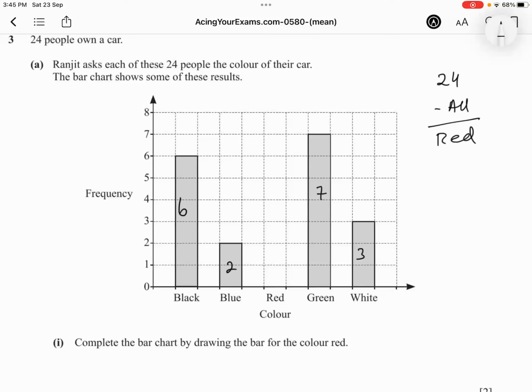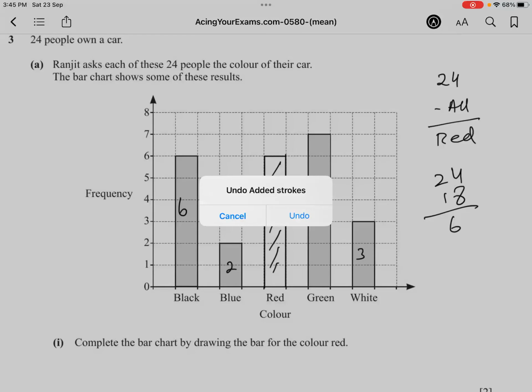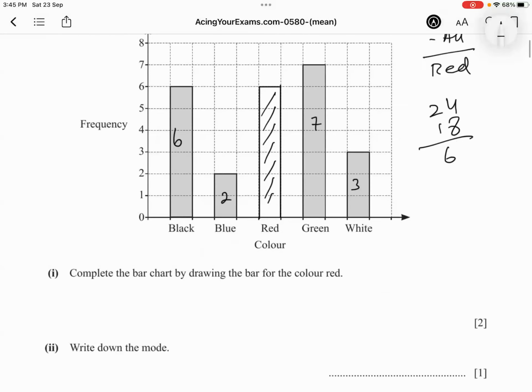Yes or no, everybody? So 6 plus 2 is 8. 8 plus 7 is 15. 15 plus 3 is 18. So 24 minus 18 is what? 6. So there are 6 red cars as well. Yes or no, Ibrahim? If you understand this, it would be easy for you to understand the next thing. Ibrahim Amjad, wait a minute. Complete the bar chart by drawing the color red. Okay, we are done. We got 2 marks.